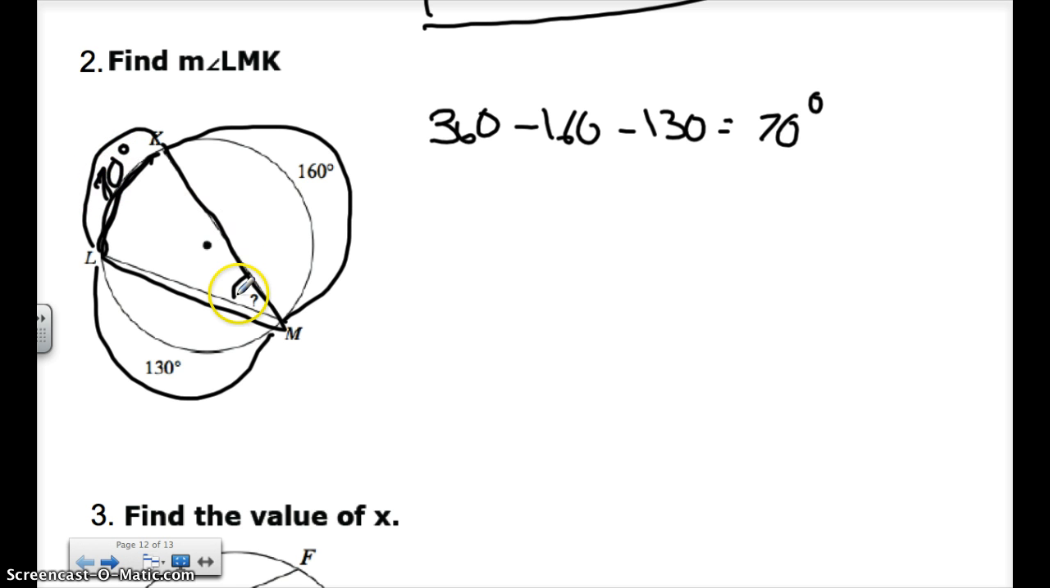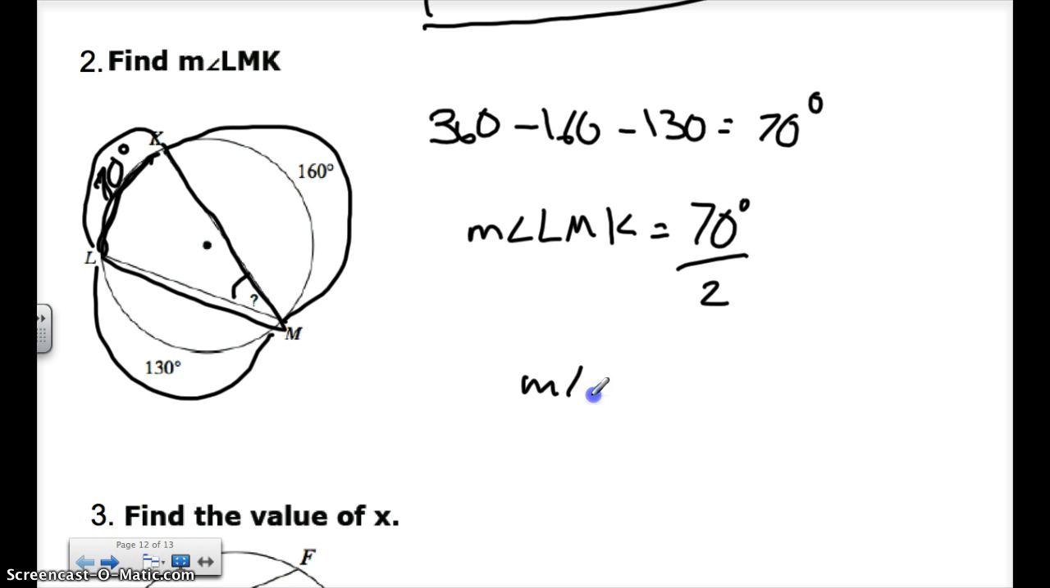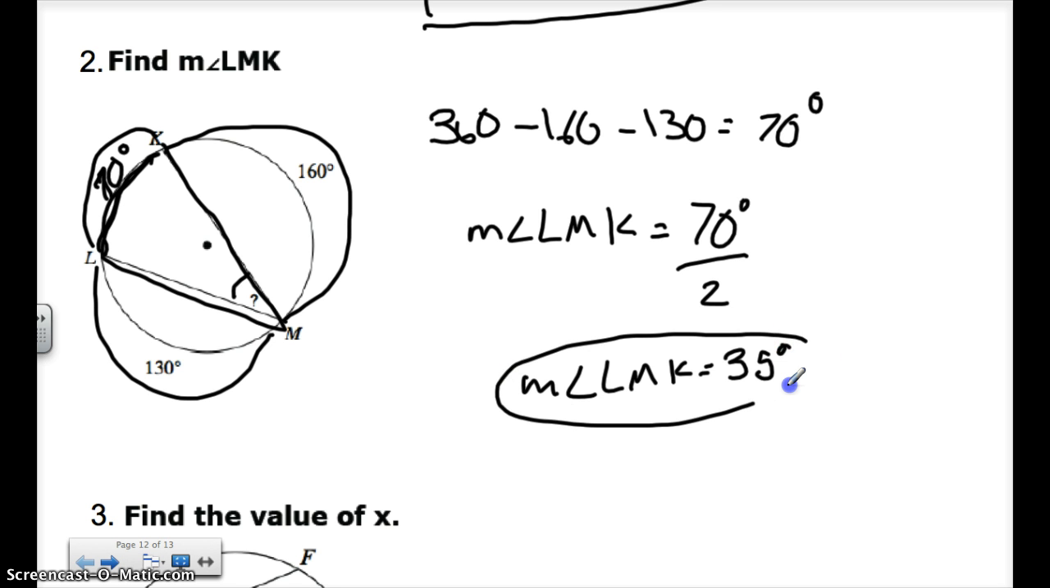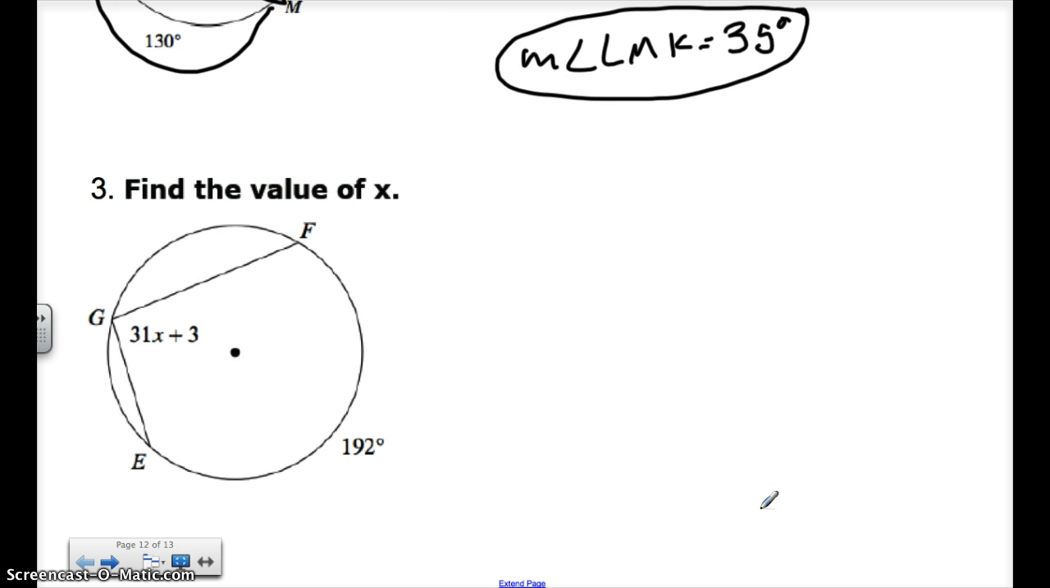To find the inscribed angle, remember, it's just half of the arc. So to find the measure of angle LMK, I just take the arc, which is 70 degrees, and I divide it by 2. So the measure of angle LMK will be equal to 35 degrees. And that's it. Alright, let's take a look at our third challenge problem.